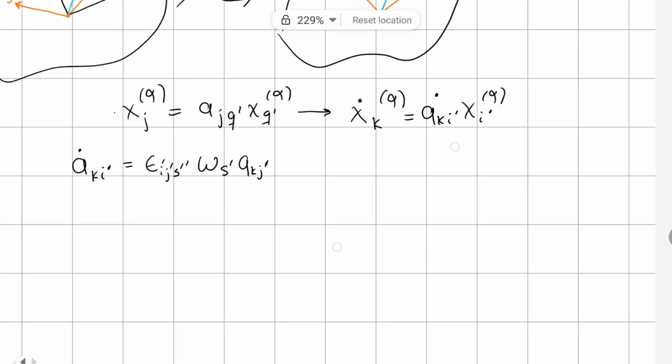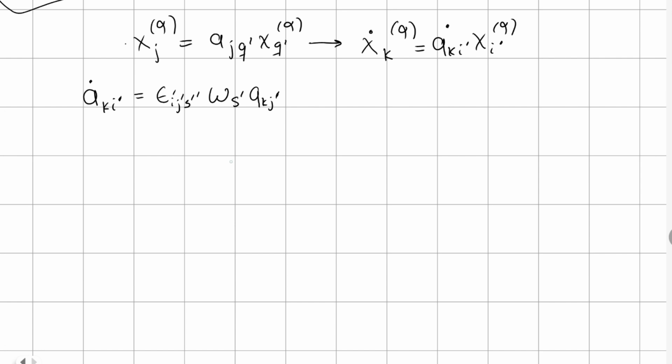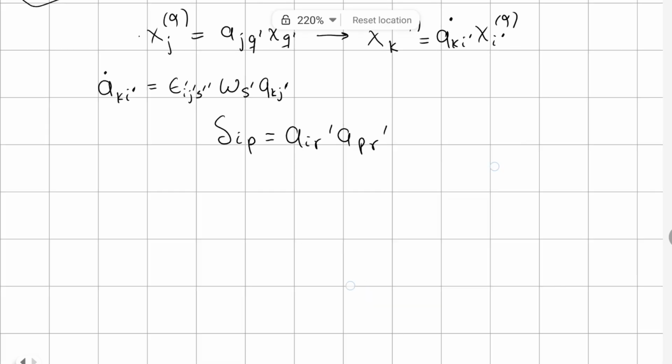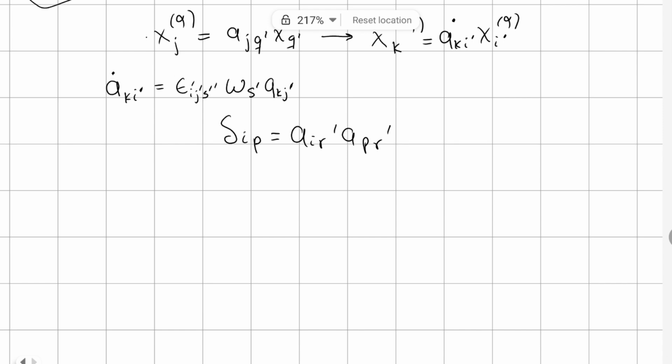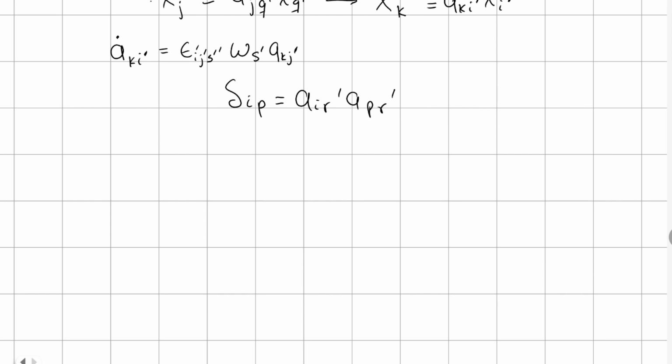Perfect. Another relation that we are going to use, which is very easy and which we showed in the first video of rigid bodies, is that the Kronecker delta ip is equal to a_ir prime a_pr prime. This is also going to be useful. And for now, the last relation that we are going to use is one that we haven't used yet, but let me quickly explain what it is about.